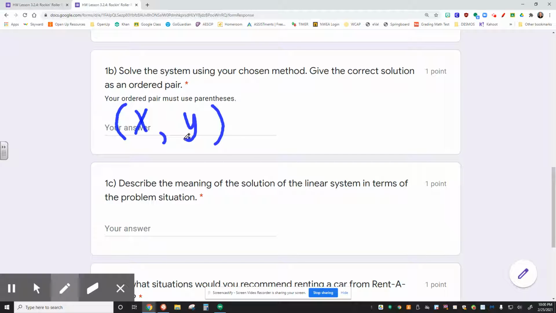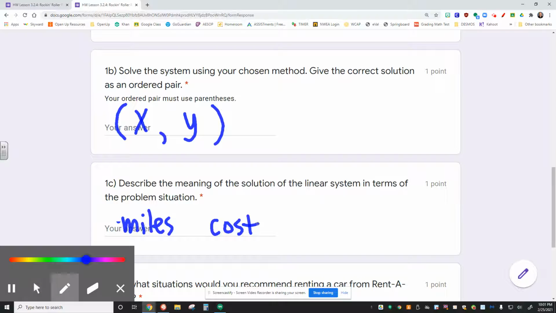And after you are done, you're going to write me a sentence that says what this situation represents. So you're going to say blah, blah, blah miles, blah, blah, blah cost. Something about that. But it should indicate what the mileage is and what the cost is for when the two companies are the exact same, or when the cost of renting a car from either company is the exact same.